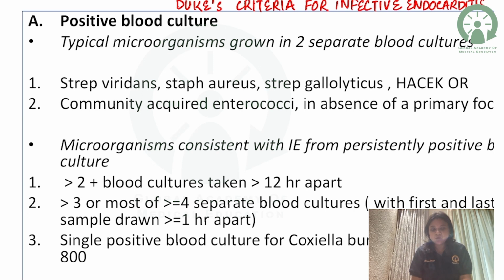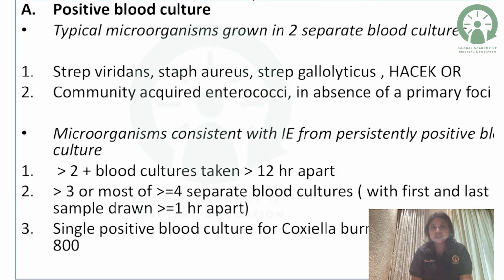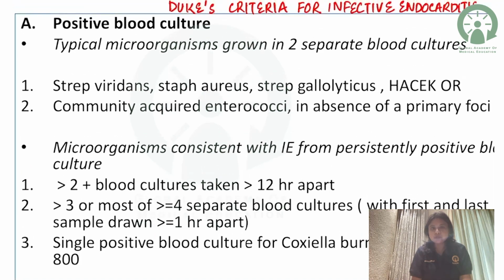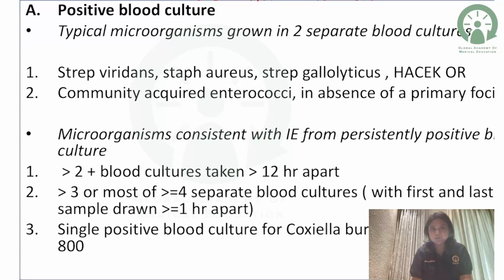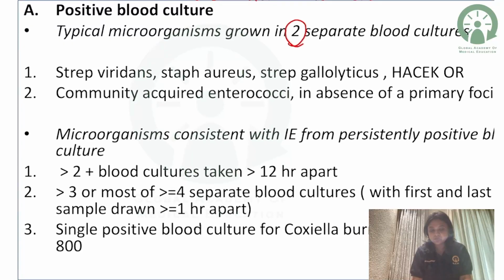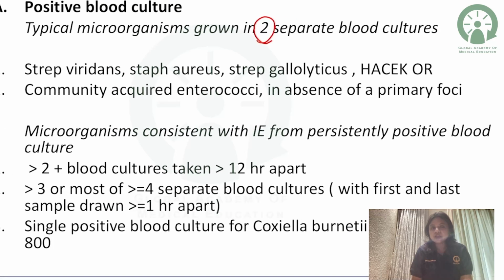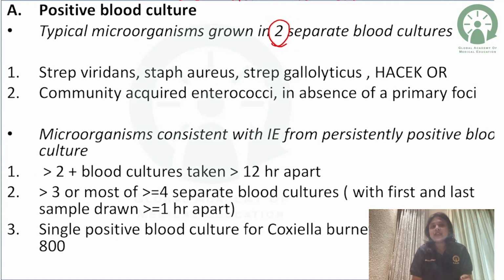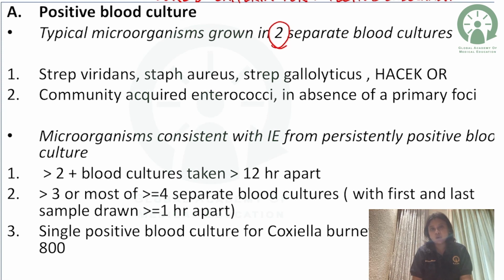So first is the positive blood culture. It is the typical microorganisms grown in two separate blood cultures. So what are the typical microorganisms that are positive in case of infective endocarditis? Streptococcus viridans, Staphylococcus aureus, Streptococcus gallolyticus and the HACEK group. Remember, HACEK group is a fastidious organism. Or we can have community acquired enterococci in absence of a primary focus.